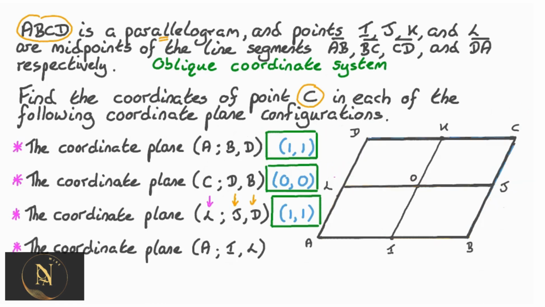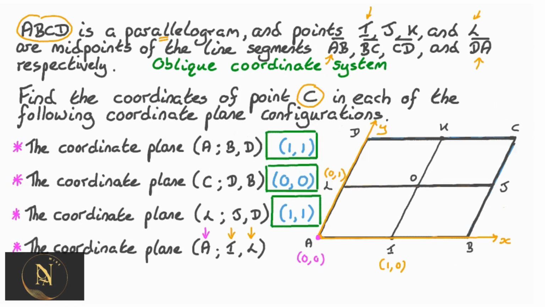Let's now consider the final part of this question. This time we have the coordinate plane AIL. As with the first part of this question, the origin lies at point A, so A has coordinates 0, 0. Line AI is the x-axis, with line segment AI its unit length, and I therefore has coordinates 1, 0. Point L has coordinates 0, 1, as AL is the y-axis and the line segment AL is its unit length.